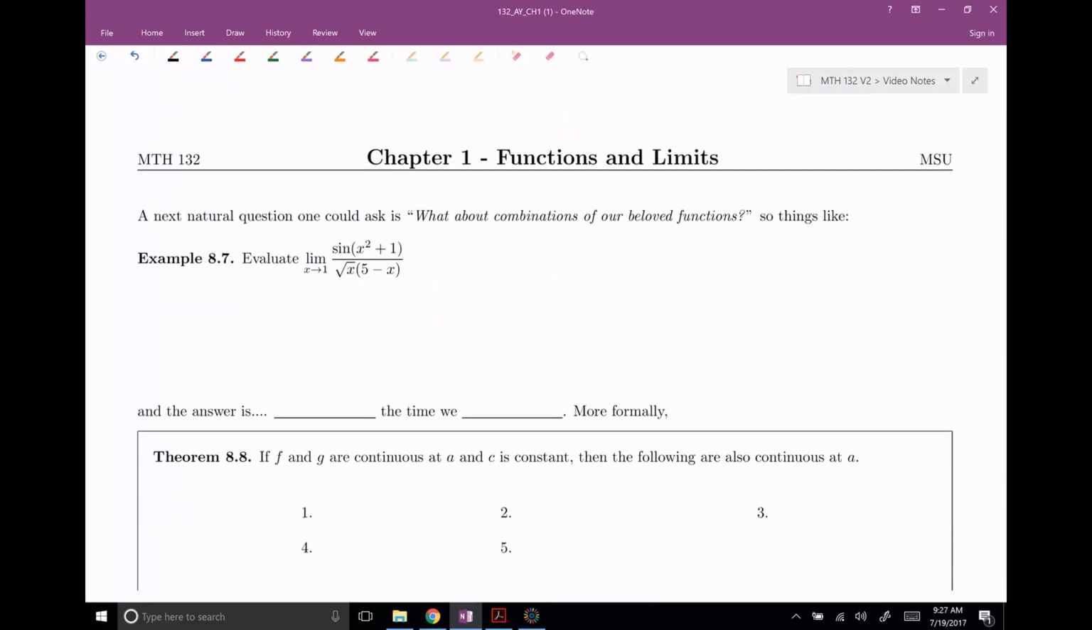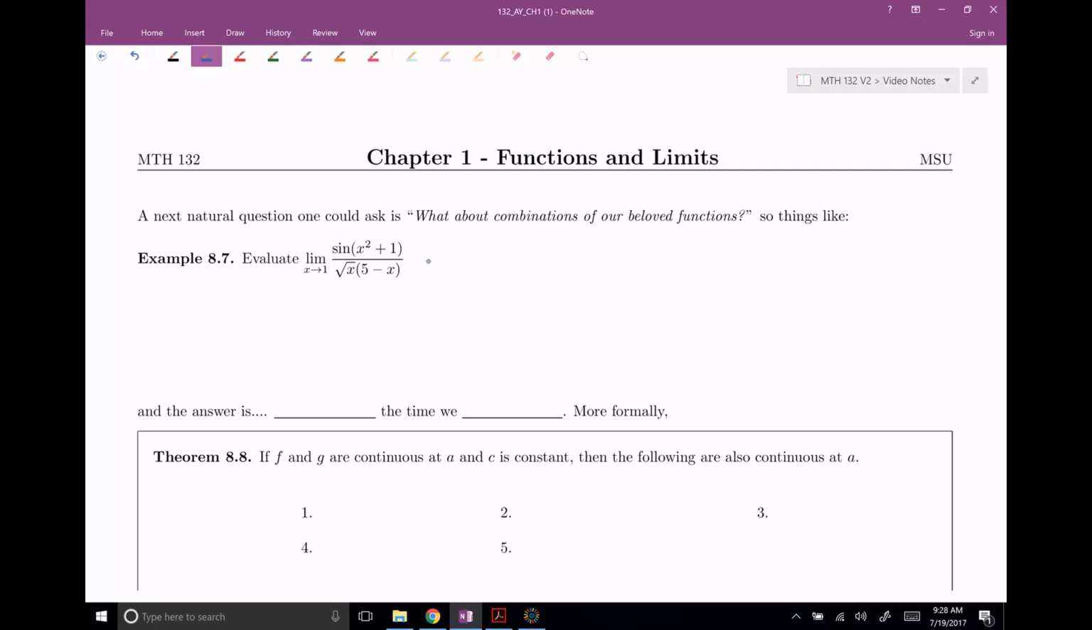All right, so one upgrade that you might want to make is you might be interested in what about combinations of these beloved functions, right? So rational functions, root functions, trig functions, all these sorts of things. So if I have this one right here, which has a trig function, and then inside of it we have a polynomial, we have a root function on the bottom, and another polynomial. So the question is, when we start combining these functions, is it still continuous, and does this theorem still apply? And the answer is yes.